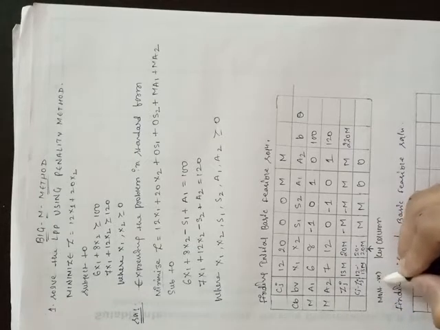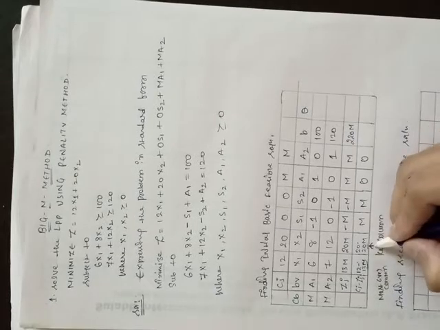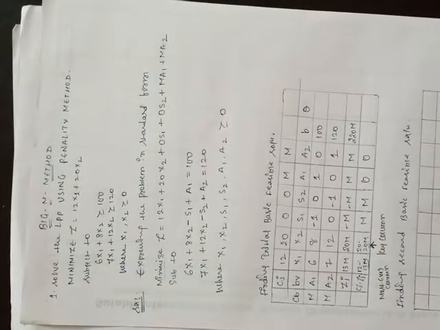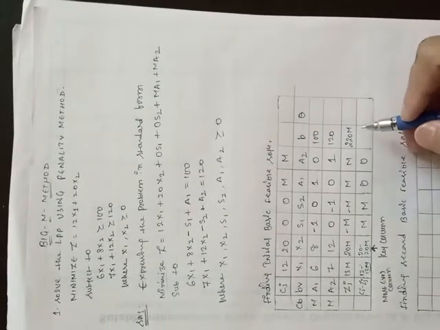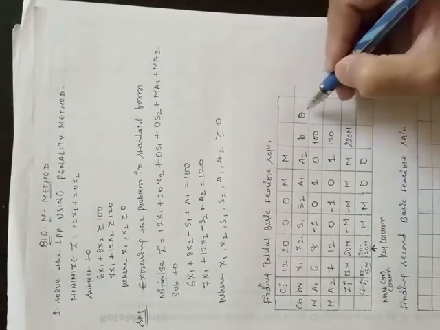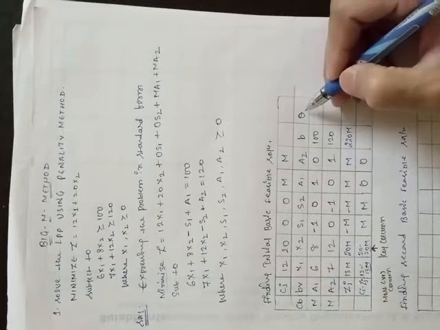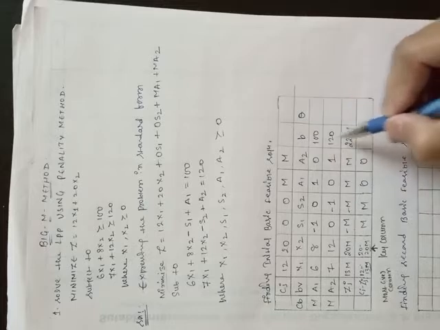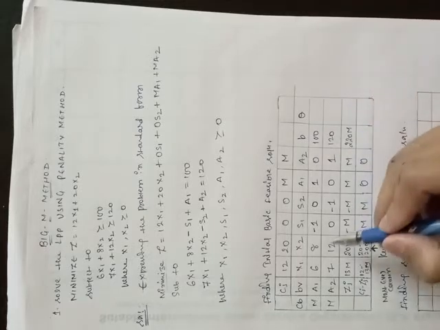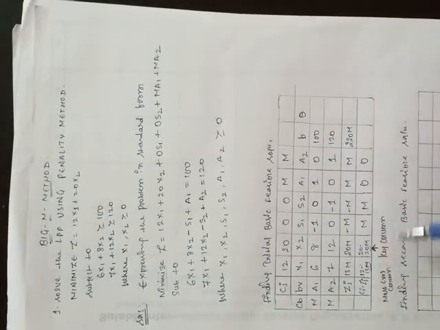That is the most negative column. After that, we need to find the ratio. So to find the ratio, we need to divide the b column by the key column values.